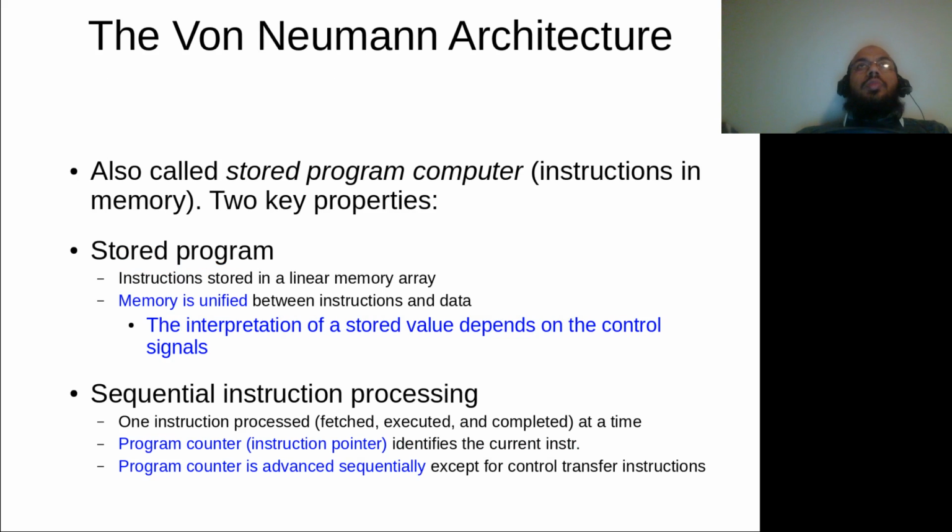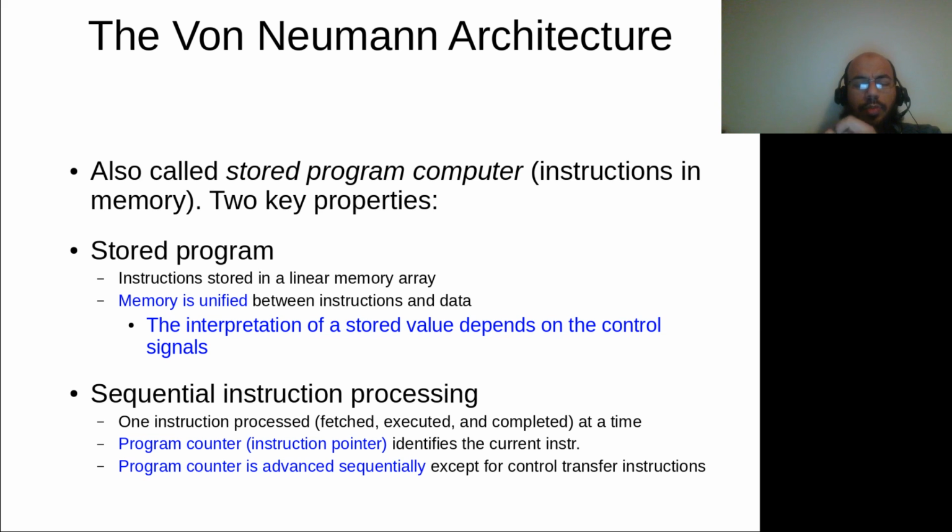So the most well-known and most popular architecture in the world is the von Neumann architecture. There are a couple of other architectures, but almost all the computers you will ever use in your life are von Neumann. You might want to read a bit about who von Neumann is. That's not for now. It's also called the stored program computer, because instructions are stored in memory.